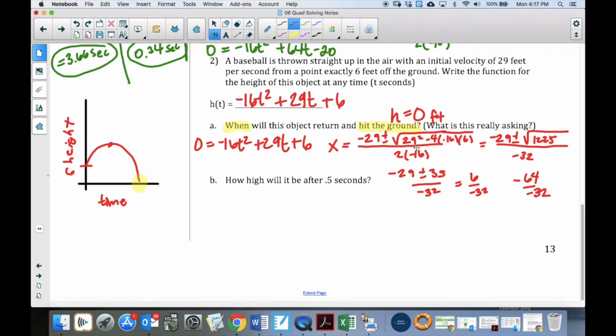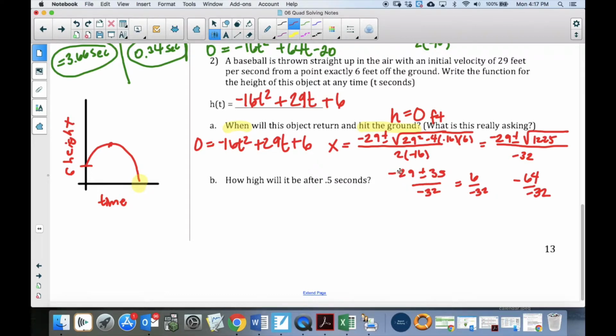Okay, this time when I did the quadratic formula, it turns out my discriminant was a perfect square, and that makes it a lot easier. So I probably could have factored this, but that's okay. I did a quadratic formula. I'm going to get an answer here. The square root there is 35.